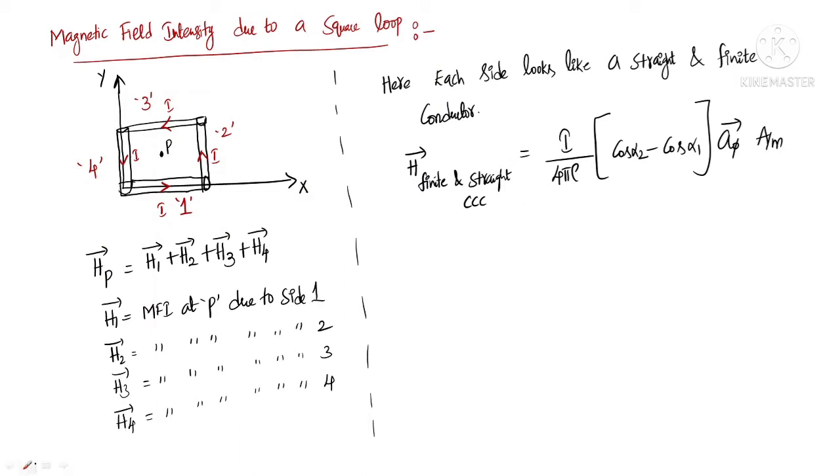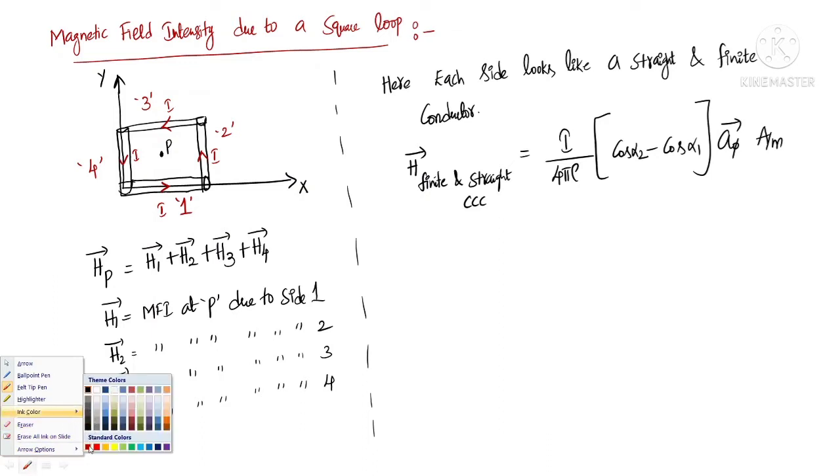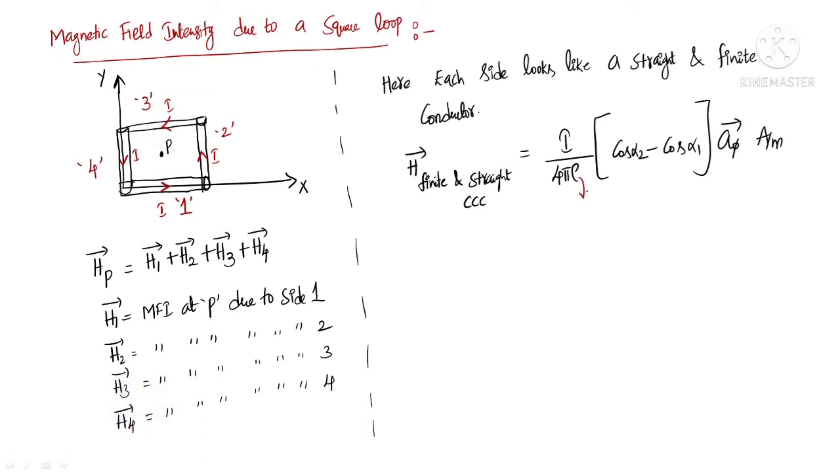Now in this, the things which we need to understand are: what is rho, how can you find alpha 2, how can you find alpha 1, and what is A phi bar. These are the four things which we need to understand for each and every side. Now what is rho? Rho is nothing but the perpendicular distance between the conductor and the point of interest. So I am assuming that this square has a side length of L.